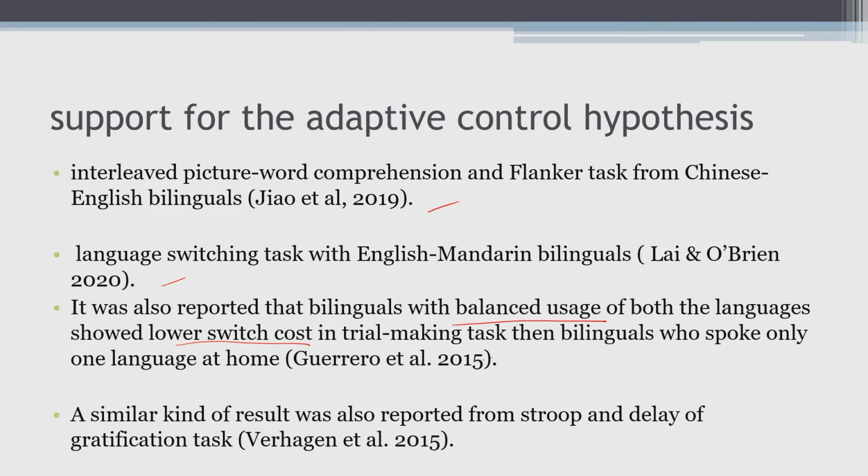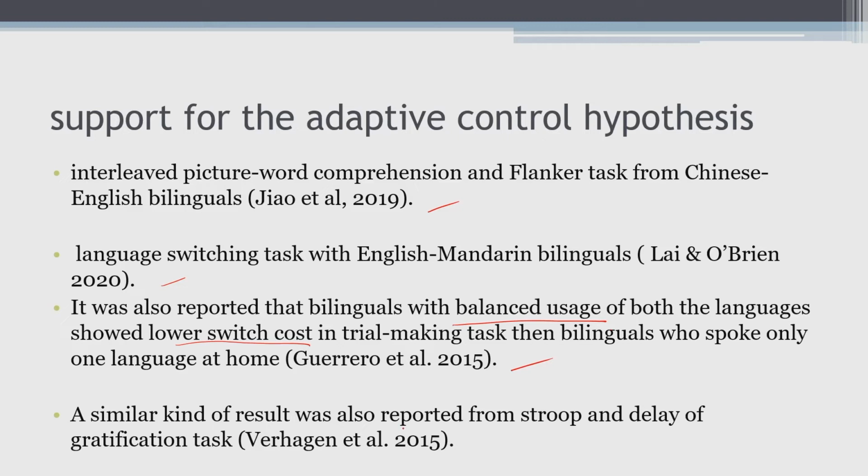In trail making tasks, there were bilinguals who spoke only one language at home. So, it is the usage of language of a bilingual that matters. You see, it is not only just being a bilingual that affects your cognitive control mechanism, but also the kind of bilingual you are in terms of using those languages, whether it is a single language context, dual language or a dense code switching, and they find different fascinating results with that. So, there is a lot of support.